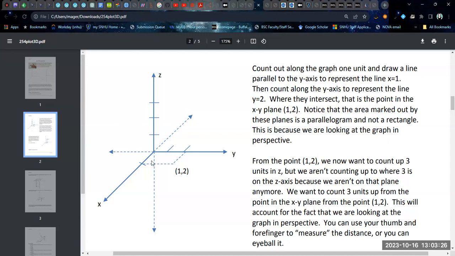Now, from this point, you're going to measure up 3 units. Since we're plotting the point 1, 2, 3, we're going to measure 3 units up in the z direction. But because, again, keep in mind, we're in perspective, we're kind of looking at this from above the plane, we're not going to be able to plot the point directly 3 units up on the z-axis, so like up here someplace. That's not correct. We have to start this 3-unit climb from the point in the plane that we plotted, again, to account for that perspective.